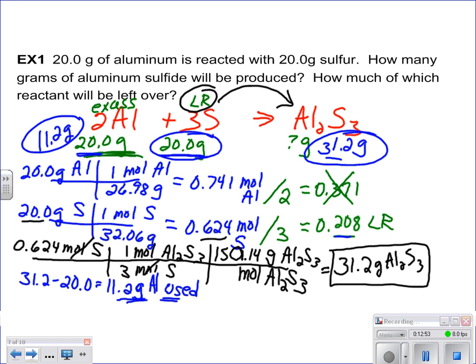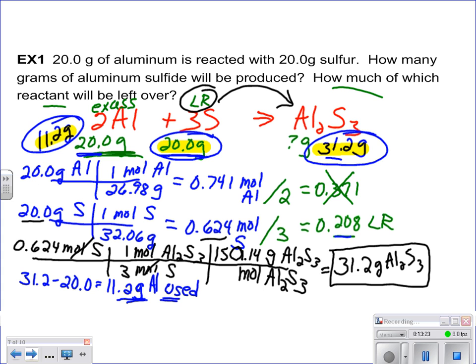11.2 grams. Let's just look at this really quickly, because this is a great way of showing conservation of mass. The reason we could do this is we said 11.2 plus 20 grams, that's what we started with. We started with 31.2 grams, and we ended with 31.2 grams. So all we did was a little subtraction. But that's not what the question asked for. It doesn't ask for how much was used, it's how much will be left over. So what should we do now?